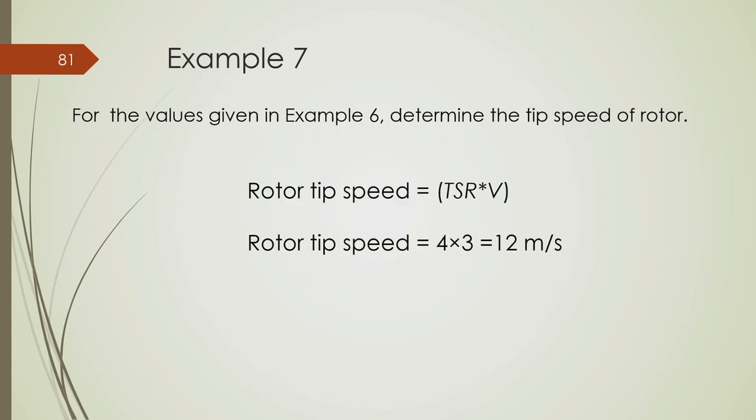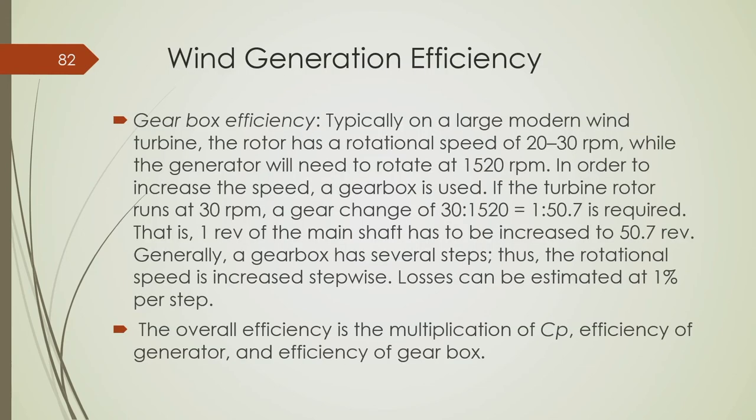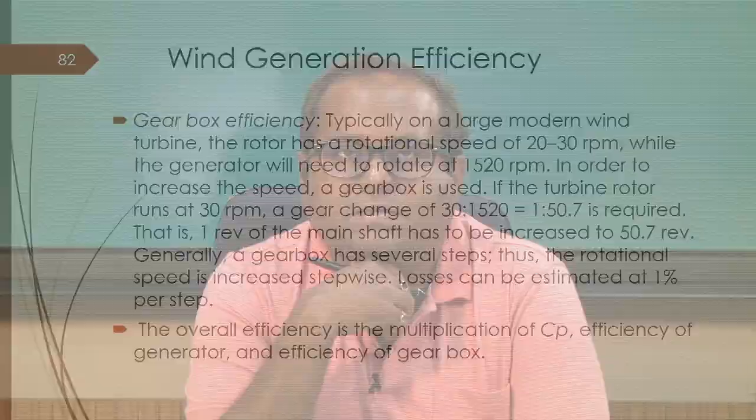So, you can find out. Similarly, here also you are supposed to determine the tip speed of the rotor, where TSR is given and wind velocity is given, so you can easily determine. Apart from this Cp, that is power coefficient, as I said, there are some factors that dominate the efficiency of the wind turbine or wind energy conversion system.